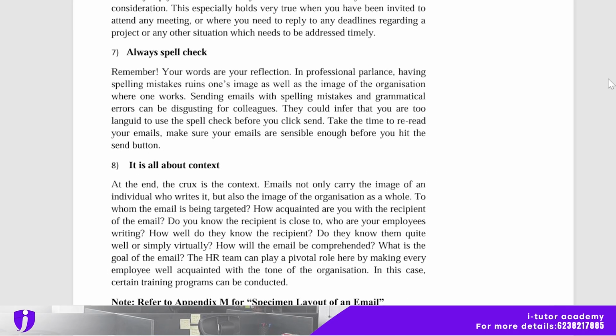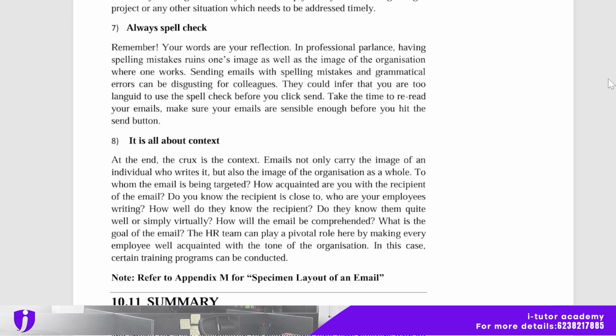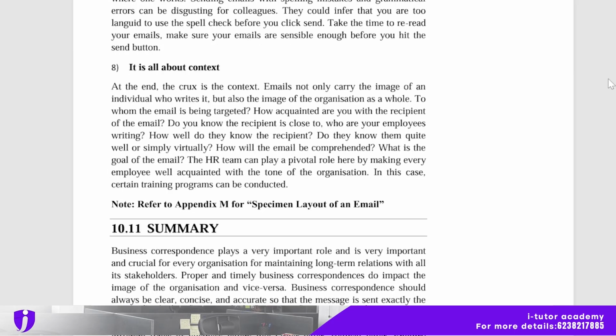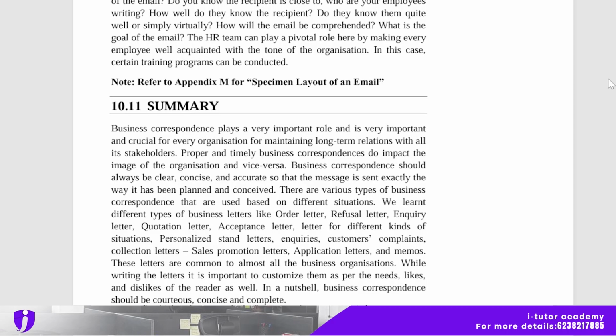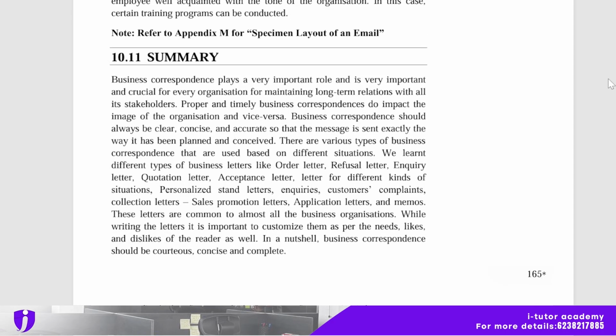And it is all about the context. At the end, the crux is the context. Email not only carries the image of the individual who writes it, but also the image of the organization as well. Okay, so the reference of the email is also there in Appendix M. Okay, and the summary of this unit is here.